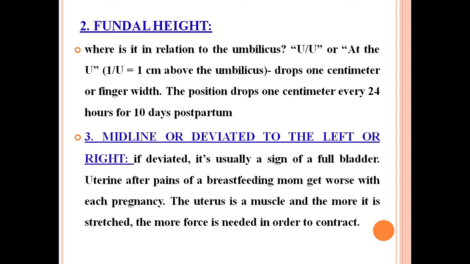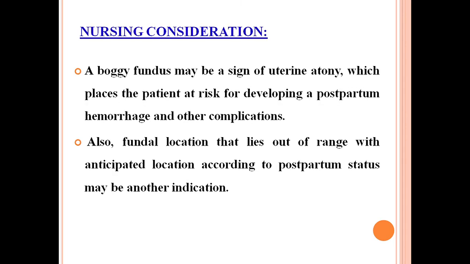Uterine afterpains of a breastfeeding mom get worse with each pregnancy. The uterus is a muscle, and the more it is stretched, the more force is needed in order to contract. Nursing consideration: a boggy fundus may be a sign of uterine atony, which places the patient at risk for developing postpartum hemorrhage and other complications.